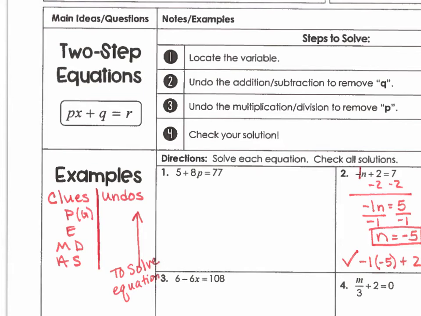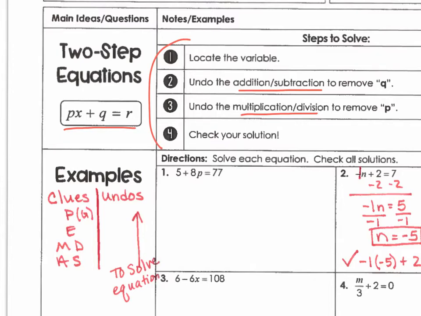All right, tonight is our first exposure to two-step equations, and you can see the steps they have here. So finding the variable, just like always, and then it says here that you always add or subtract first, and then you always multiply or divide second to remove those variables. But that only works when it's in this format you see right here, okay?